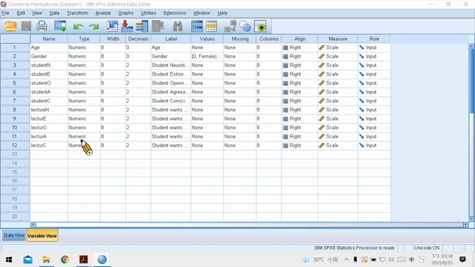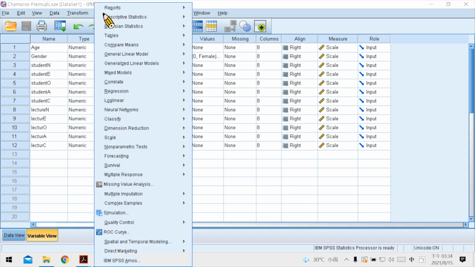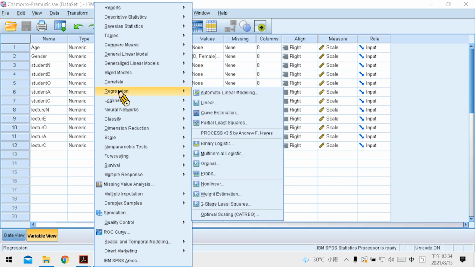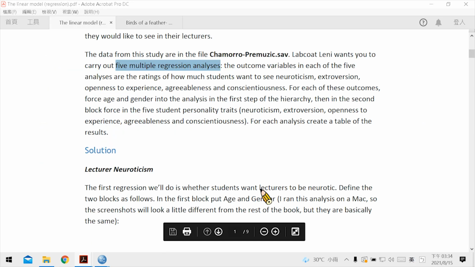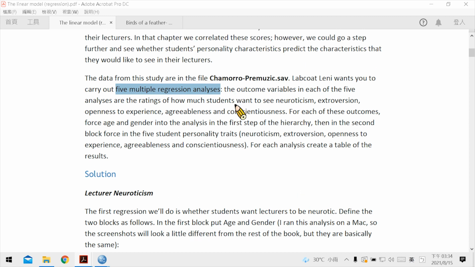Okay, so the same procedure. The first one is Analyze, Regression, and you choose Linear. The dependent variable is the student wants nutrition in lecture. So you see the question: student want to be nutrition. Lecture 1 to regression.